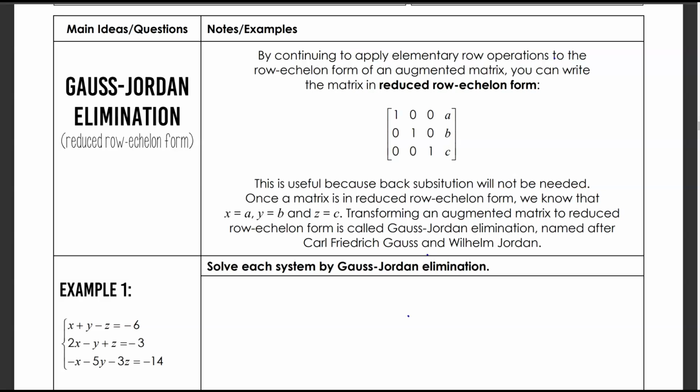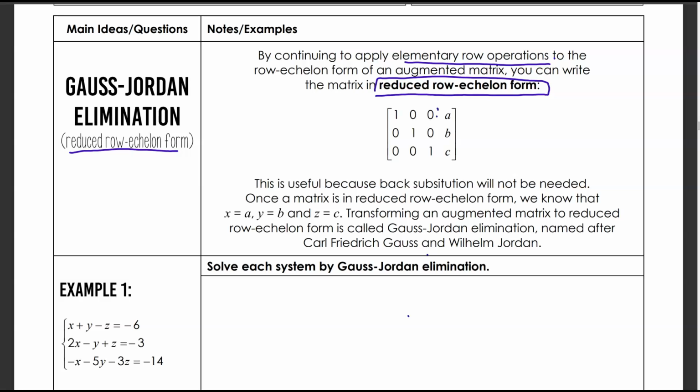All right, class, we have officially arrived at the last topic associated with matrices that we will discover in this class, which is the Gauss-Jordan elimination, also known as the reduced row echelon form. So by continuing to apply elementary row operations to the row echelon form in an augmented matrix, you can write the matrix in reduced row echelon form.